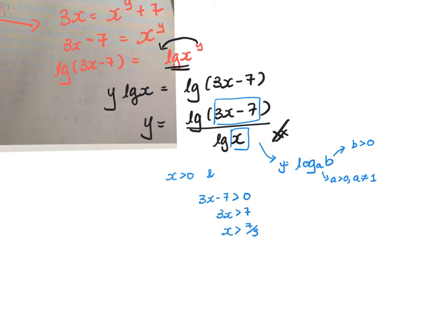The smallest integer that fulfills this is that x has to be at least equal to 3, because 7 over 3 is already 2 1/3. So the next integer value bigger than this has to be 3 and above. Anything less, for example if I were to take x equals 2, this will cause the input of this log function to be negative, and that will cause the function to not be defined.